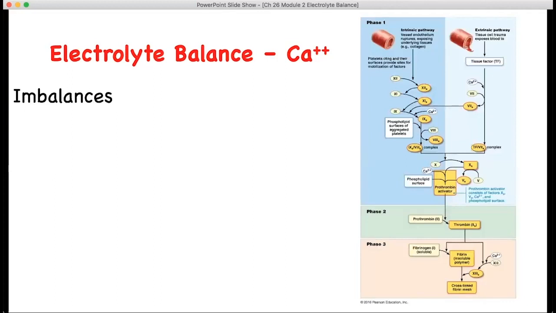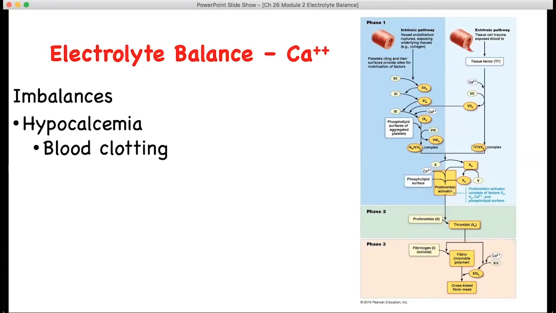Let's look at some imbalances. We'll begin with hypocalcemia, which can lead to several different conditions. One condition is a problem with coagulation or blood clotting. All 3 pathways of coagulation, the intrinsic, extrinsic, and common pathways, require calcium. Calcium is actually clotting factor number 4. In low calcium levels, clotting will not occur normally.